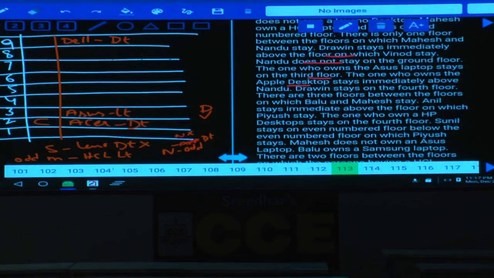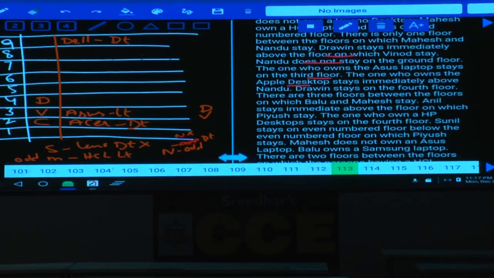And Dravin stays on the 4th floor, that is clearly given. As Dravin stays on the 4th floor, D is here. If D is here, then what about this V? V must be on the 3rd floor. Now Nandu on the 3rd floor is also ruled out. Nandu cannot be on the 3rd floor, cannot be on the 1st floor, cannot be on the 9th floor. Hence Nandu is left with either the 7 or 5.